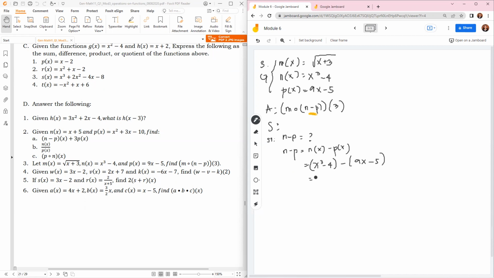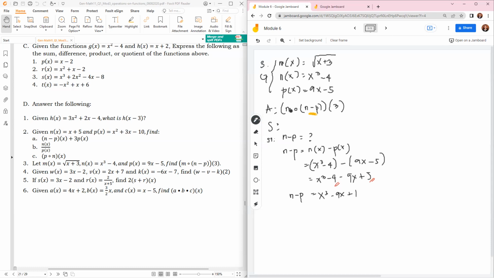So, removing the parenthesis, x cubed minus 4 minus, so this one is negative 1, so we distribute the negative 1 inside the parenthesis: minus 9x. Negative times negative 5 would be positive 5. And then we group the like terms. In this case, we only have the similar terms that are numbers. So, we arrange it as x cubed minus 9x. What is 5 minus 4? That would be 1, right? Okay, so this is our definition of n minus p.